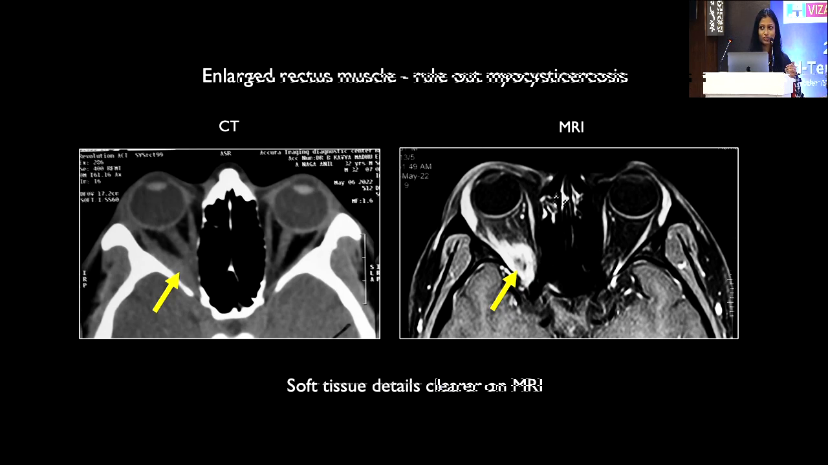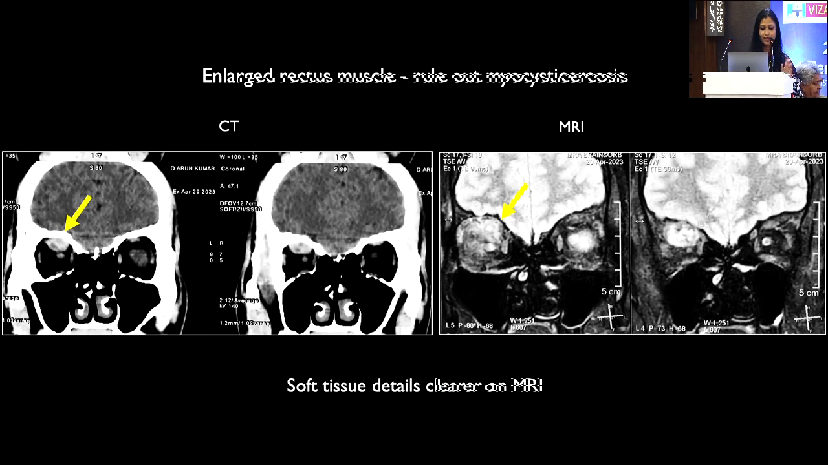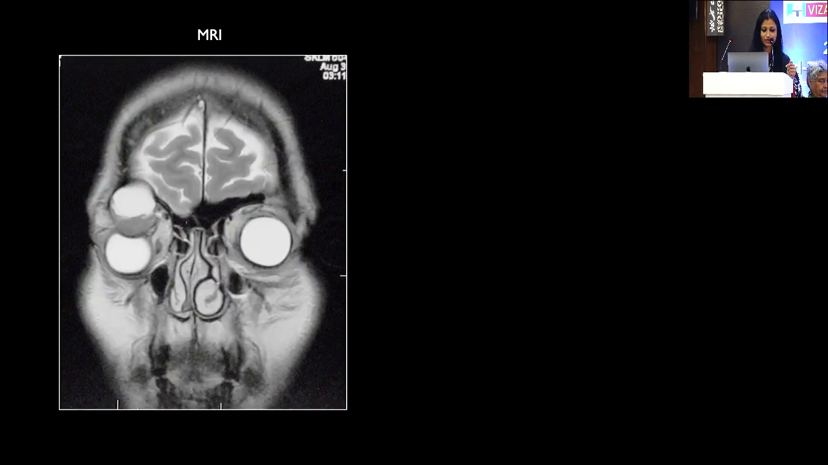Of course, everything has to be clinically correlated, but MRI is better in terms of soft tissue lesions, and it has the additional advantage of not having ionizing radiation. Similarly, this is another case where a CT scan was done for this patient. The superior rectus shows enlargement. We can't really see the pathology very well, but the MRI shows a very beautiful round cystic lesion in the area of the superior rectus with a hyperintense lesion within it, which probably indicates the scolex of the cysticercus larva.